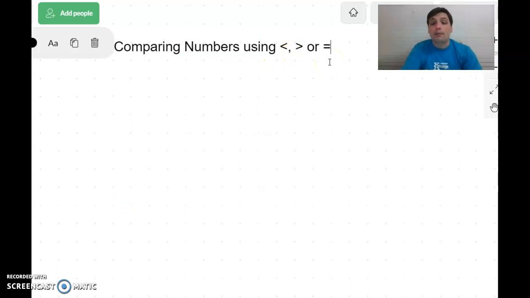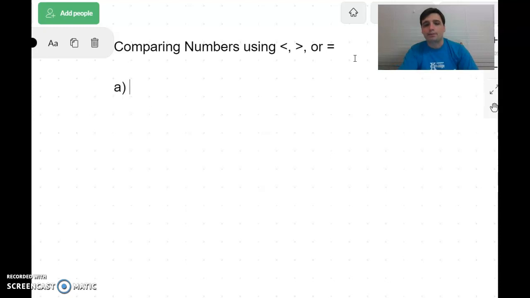Today we're going to talk about comparing numbers using less than, greater than, or equal to. This is going to be on the test. There'll be about 3 or 4 problems about it. So it's important to know how to do this, as well as when we talk about organizing our numbers from least to greatest, greatest to least. That's an important skill, and it's all about comparing numbers.